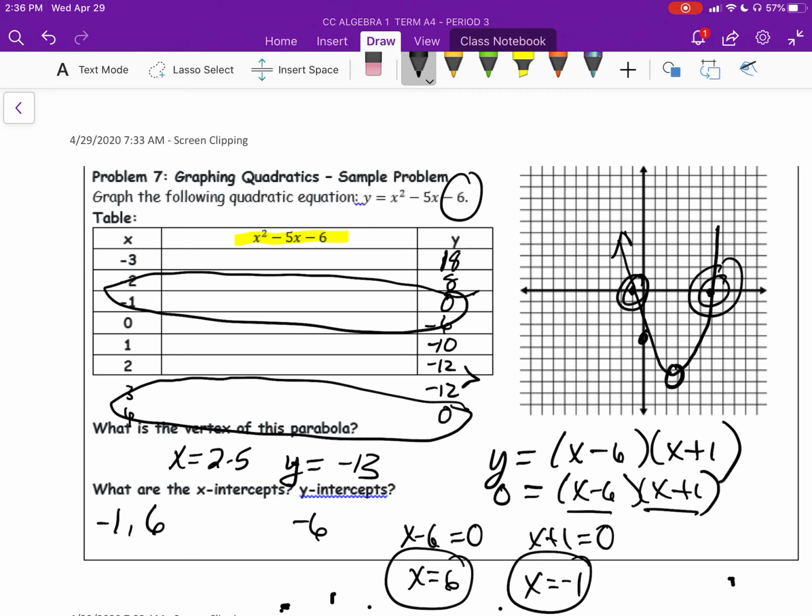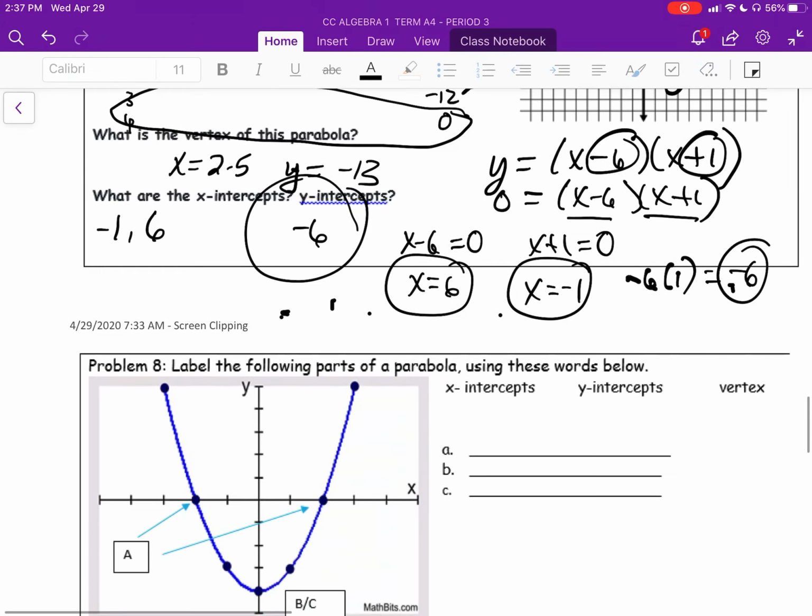That's a really cool way to find the x-intercept. The other cool thing is, if you just multiply these two numbers together, you get the y-intercept. So -6 times 1 gives me -6, and that was my y-intercept. So if it factors, we can use the zero product property to find the x-intercepts, and we can just use the product of the constants to give us the y-intercept.